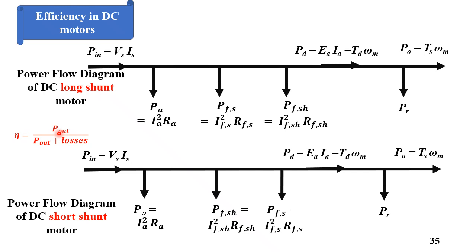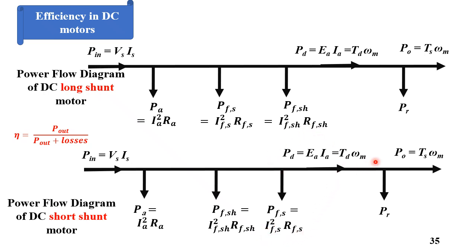The efficiency equals power output divided by power output plus power loss. The input power for the short shunt compound motor is the same as for the long shunt, which is the voltage of the supply times the current of the supply. The losses are: first, the armature copper loss, IA squared RA; then the field shunt copper loss, I field shunt squared R field shunt; and then the series field winding copper losses, which is I field series squared R field series.